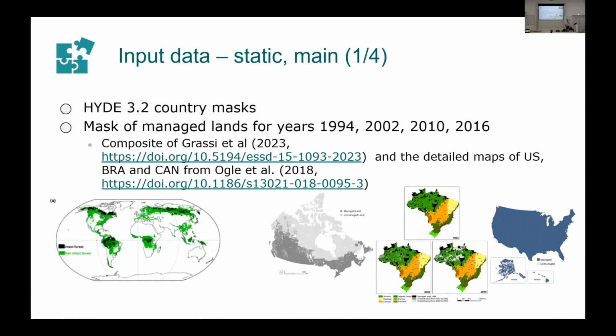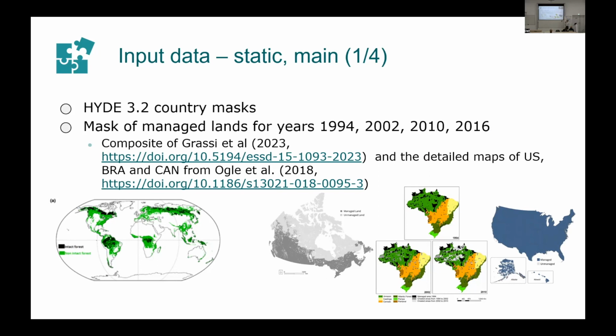The rest is static. We have country masks, so that's quite trivial. I put that just for exhaustivity. We have masks of managed lands for different frozen years, 1994, 2002, etc. Those are approximations because the national inventory reports in UNFCCC report numbers only in managed lands for land use change and forestry, but they don't make the masks public. So we have to make approximations.